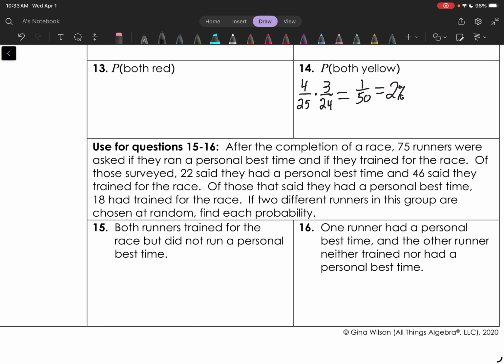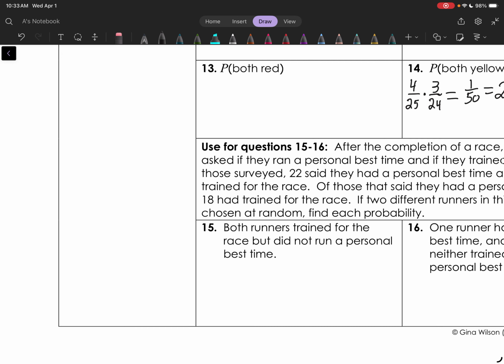After the completion of a race, 75 runners were asked if they ran a personal best time and if they trained for the race. Of those surveyed, 22 said they had a personal best, 46 said they trained for the race. Of those that said they had a personal best time, 18 had trained for the race. If 2 different runners in this group were chosen at random, find each probability. For these problems, I highly recommend you draw this out in a diagram.